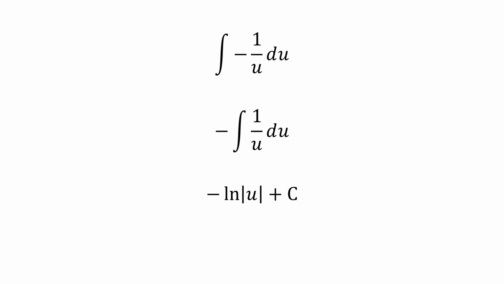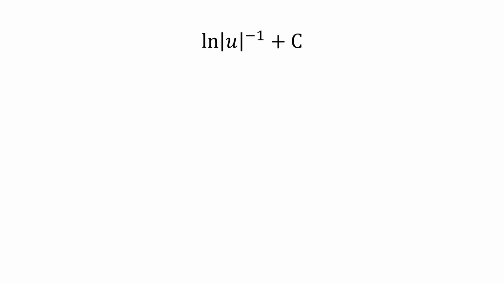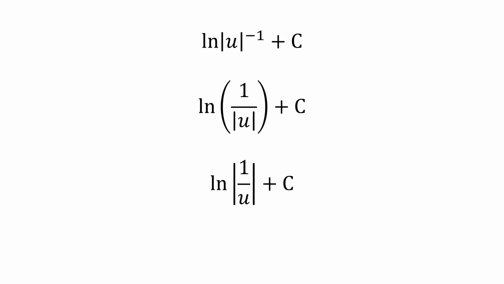Applying logarithmic properties then gives ln absolute value of u to the -1 plus c. Applying exponential identities then gives ln of 1 over the absolute value of u plus c, which is equivalent to ln of the absolute value of 1 over u plus c.